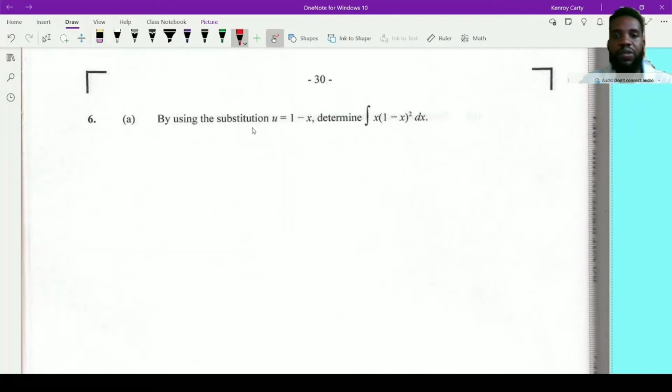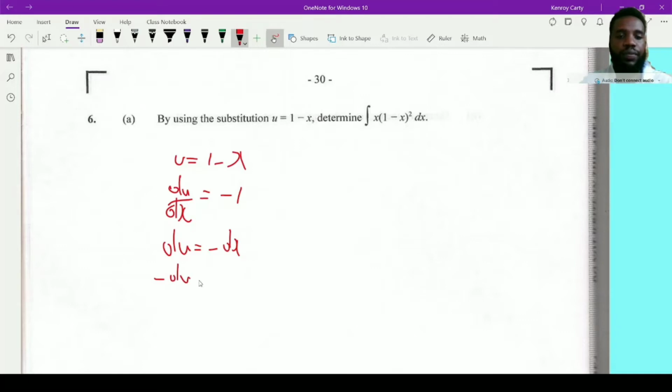Now, of course, if I'm going to use the substitution, certain things have to change, right? So if I'm changing to u, dx has to become du. So u is equal to 1 minus x. I'm going to have to find du over dx, which is going to give me negative 1. So du equals negative dx. So we can say that negative du is equal to dx. We can start by putting in that part right away.